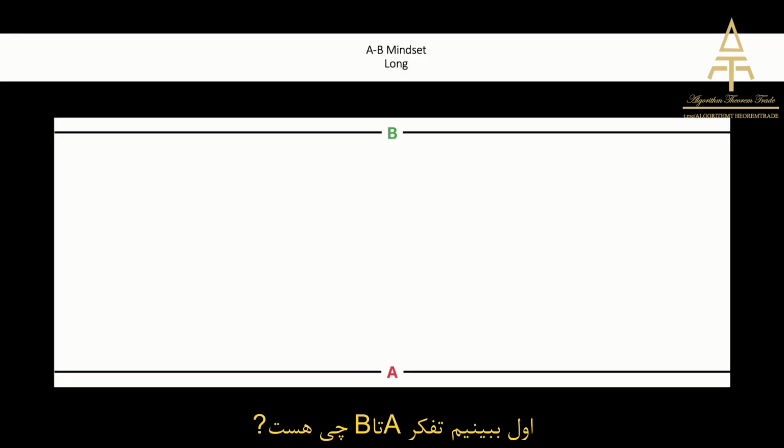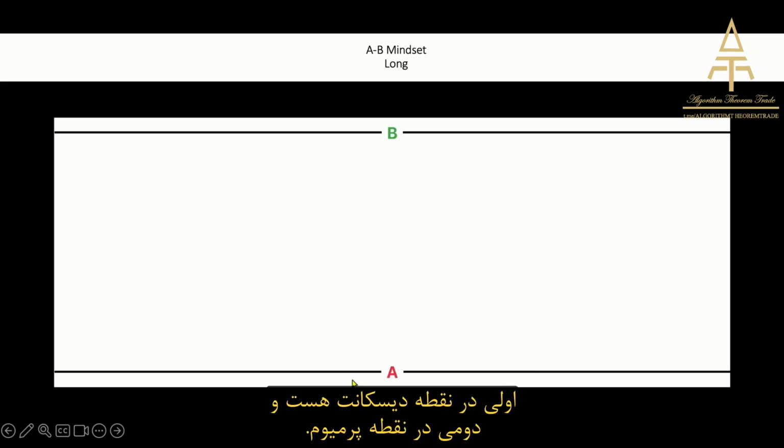First of all, we're going to take a look at the A to B mindset when it comes to longs. With an A to B mindset, I mean the following. A to B is simply price moving from point A, which is our entry, to point B, which is our target. Point A being a discount in this case because we're looking for longs, and point B being in a premium.